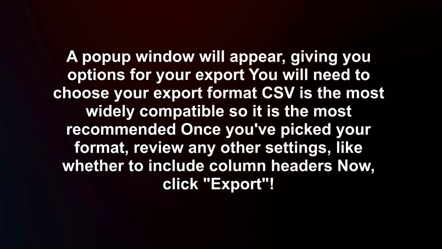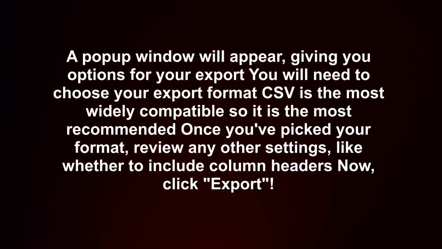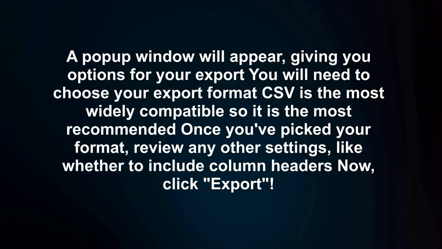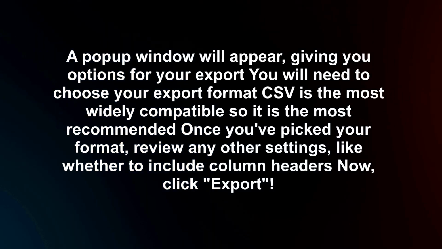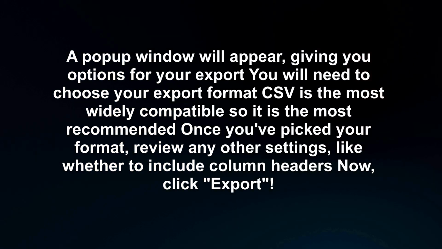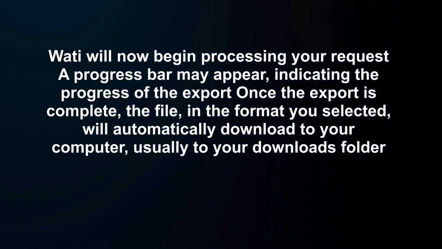You will need to choose your export format. CSV is the most widely compatible, so it is the most recommended. Once you've picked your format, review any other settings, like whether to include column headers. Now, click Export. Wati will now begin processing your request.